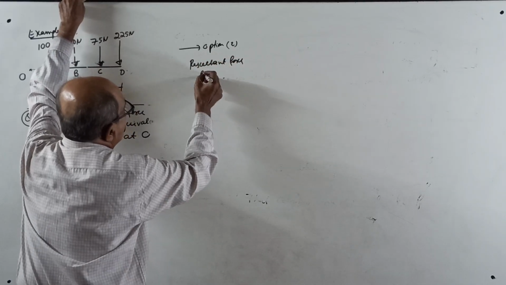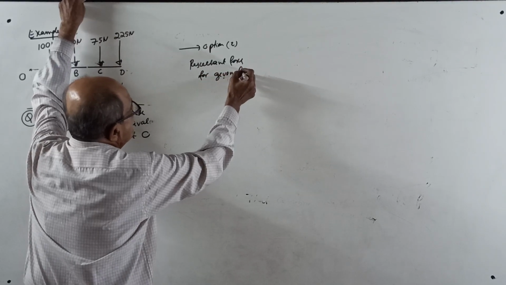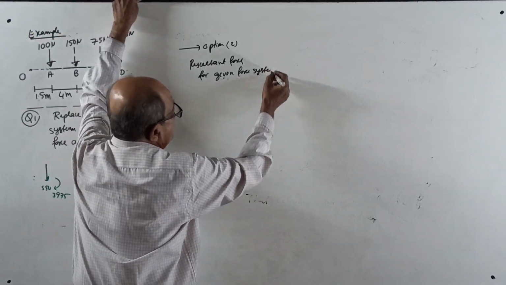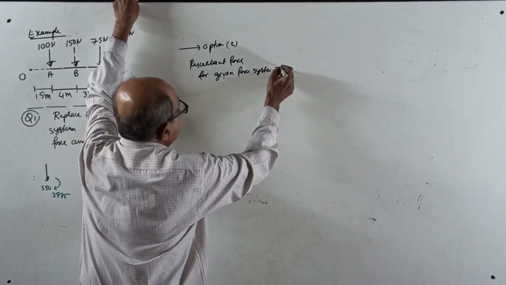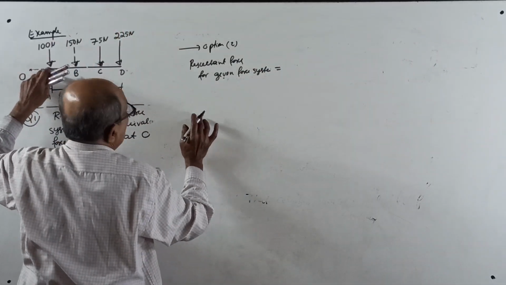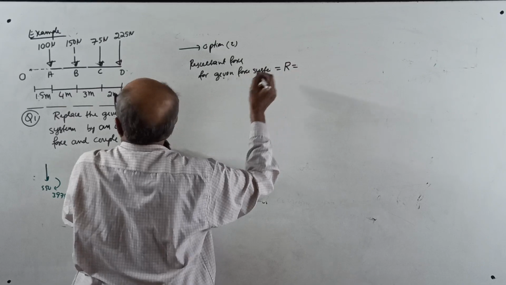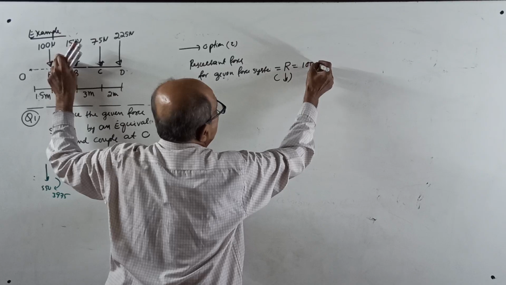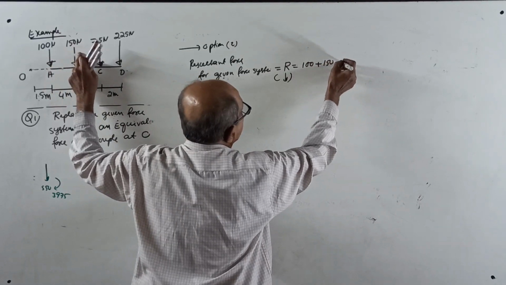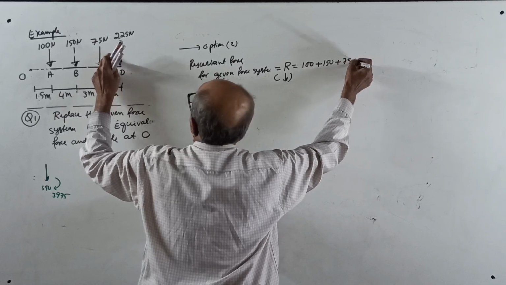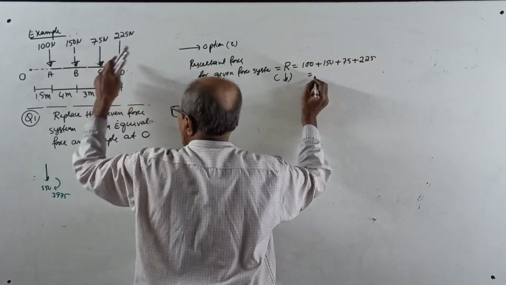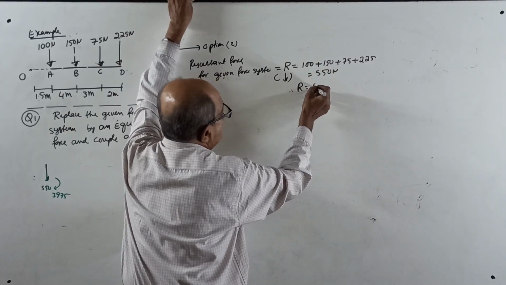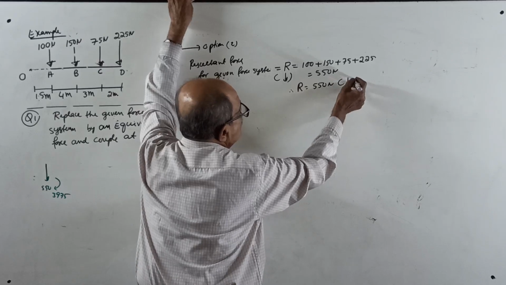Resultant force for given force system. Tomorrow, in the next class, I will do more questions where some forces are up and some are down, and I will even do the coplanar force system. Resultant R, I will take downward positive. Why? All are downward. R equals 100 plus 150 plus 75 plus 225, that is equal to 550 Newton. Therefore, the resultant magnitude is 550 Newton, direction down. Over.